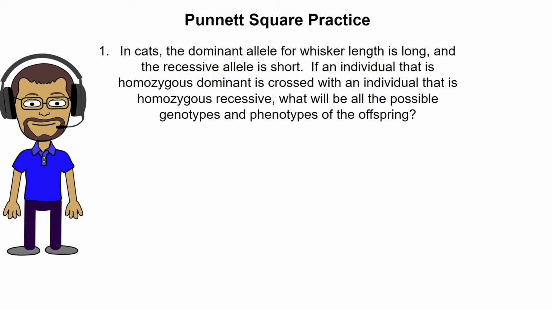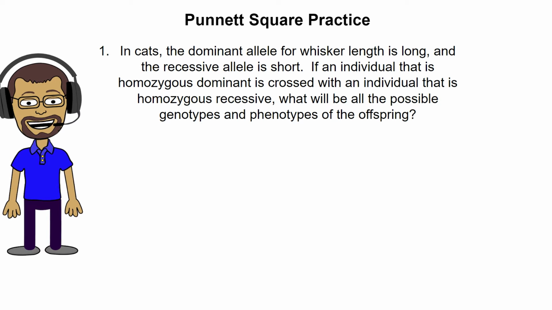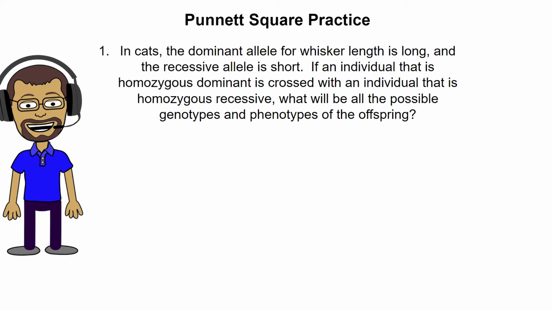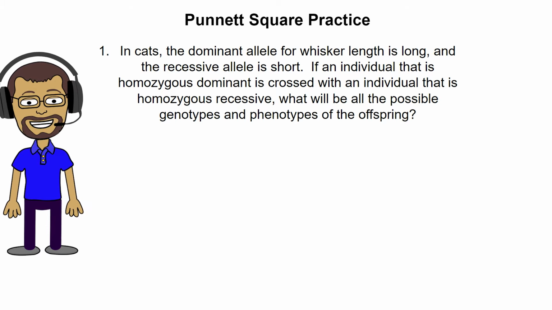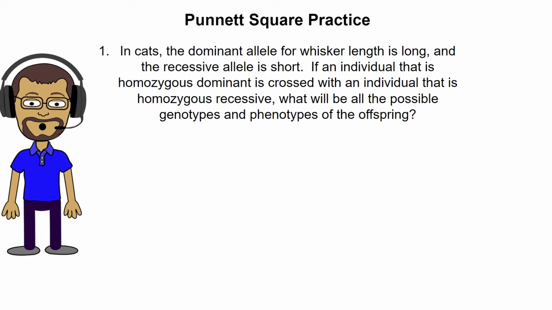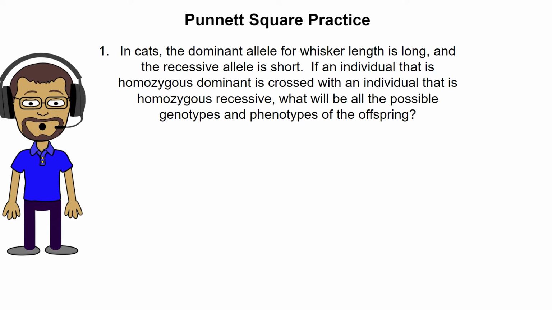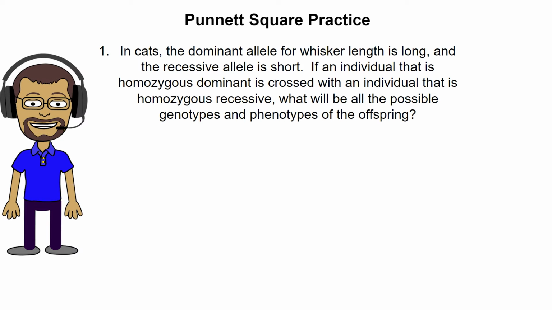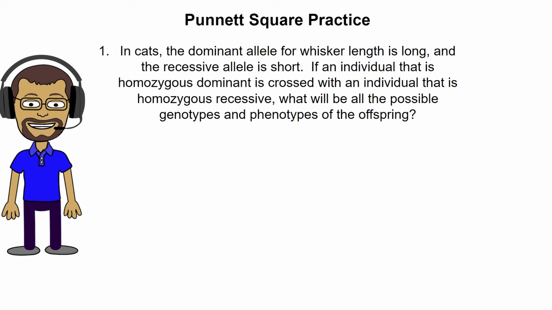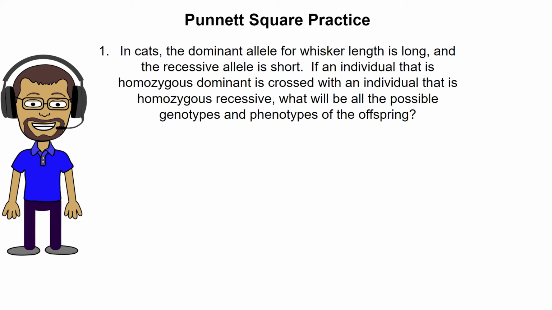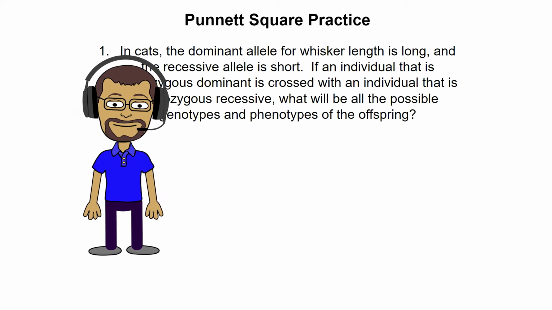In cats, the dominant allele for whisker length is long, and the recessive allele is short. If an individual that is homozygous dominant is crossed with an individual that is homozygous recessive, what will be all the possible genotypes and phenotypes of the offspring? So I'm going to pause a moment, let you try to figure it out, pause the video, and then I'm going to continue.